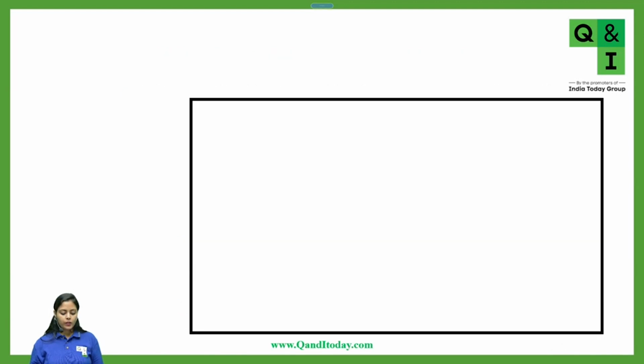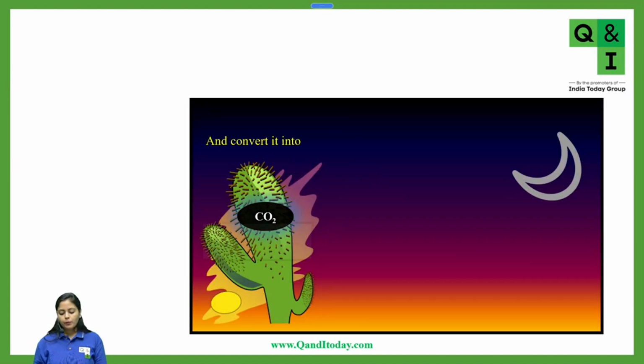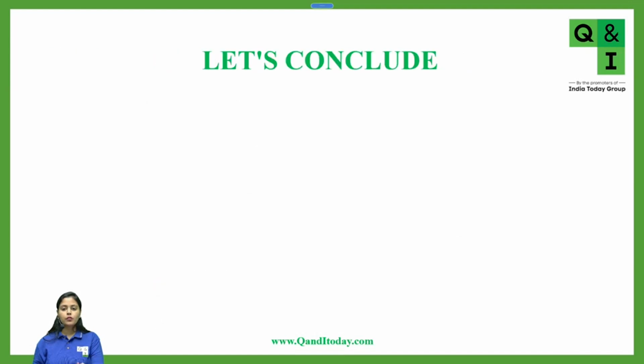So now with this, students, see now this what happens in desert plants. So this I'm skipping for now because this is a very important concept. So I'm also skipping CO2 is necessary for photosynthesis. These are all we are going to cover in next class because autotrophic nutrition takes time to explain. Now let's conclude what all have we studied.